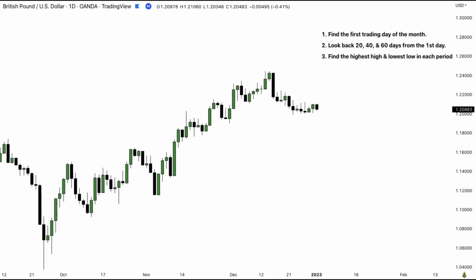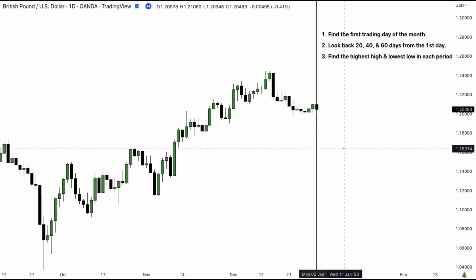Here, we're looking at British Pound versus US Dollar, which is GU, and we'll be looking at our current trading month for this example. Currently, we are in January, so we're going to look for the first trading day of this month. So we're going to look on the right, and we can see the first official trading day is going to be January 2nd, Monday, 2023. So that's the start.